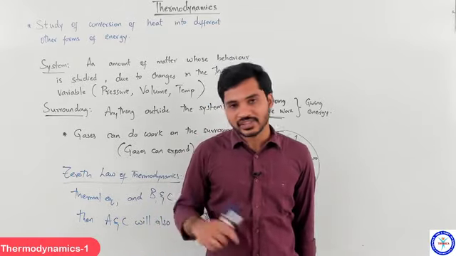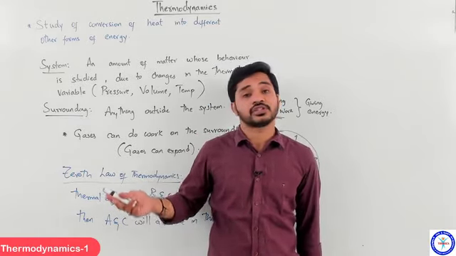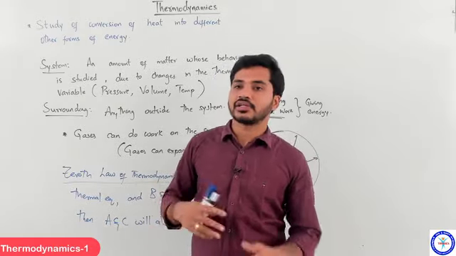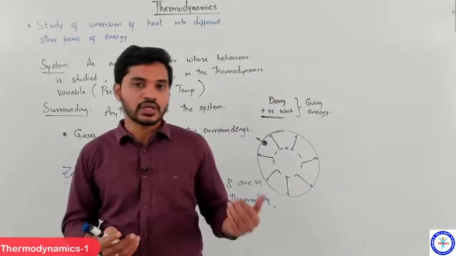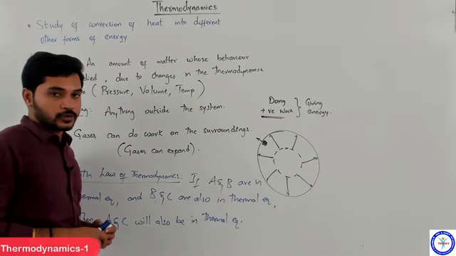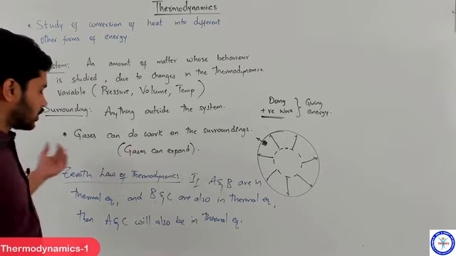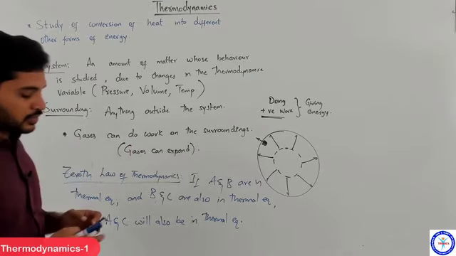If A and B have the same temperature and there is no heat exchange between them, and B and C have the same temperature, no heat exchange between them, then there won't be any heat exchange happening between A and C as well. Clear? So yeah, that is what we call the zeroth law of thermodynamics. Zeroth, the one before first, right? So the zeroth law of thermodynamics.